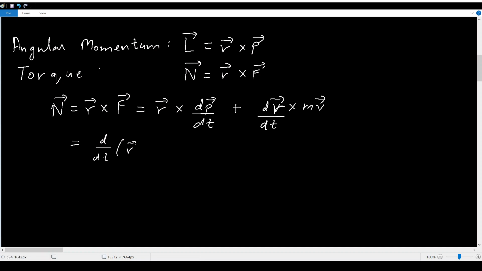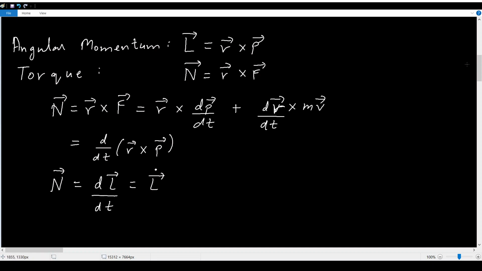And what do we have? We have r cross mv, which is just p, as I said, r cross p. And what is r cross p? Well, we just defined it over here. It's the angular momentum. So what we have obtained is that the torque is the time derivative of the angular momentum of a single particle. Or we can just write it L dot.